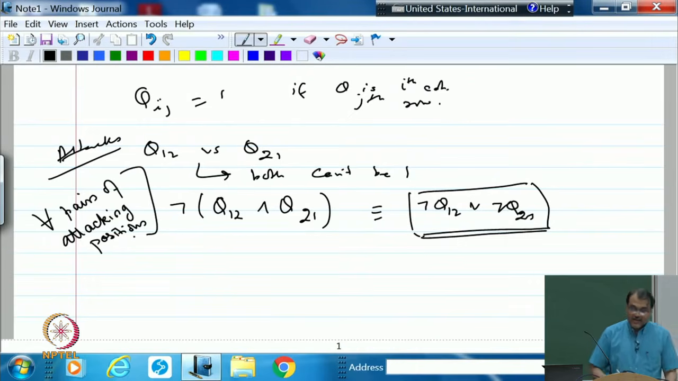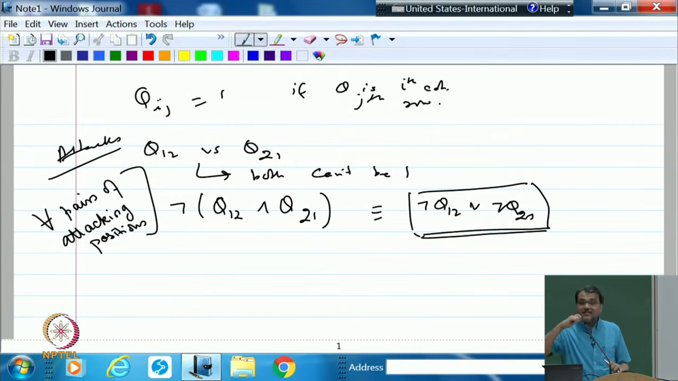For all pairs of attacking positions, I wrote this. Is it sufficient? Is this enough? This is the most fundamental thing. This makes SAT a little complicated, but this is very important. Suppose I gave this problem to my SAT solver and it gave me a solution. Will it always be the correct solution? What have I not captured here, or what solution could it give which will be meaningless?